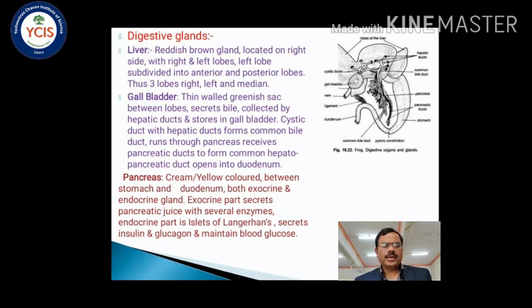The next gland is the pancreas. In frog, the pancreas is another digestive gland, present between the loop of the stomach and the duodenum. It is cream or yellow colored and it is both an exocrine as well as an endocrine gland. The exocrine portion of the pancreas secretes pancreatic juice. That pancreatic juice consists of several enzymes which are useful for the digestion of carbohydrates, proteins and fats. The endocrine portion of the pancreas, the islets of Langerhans, secretes insulin and glucagon and maintains the blood glucose level of the animal.